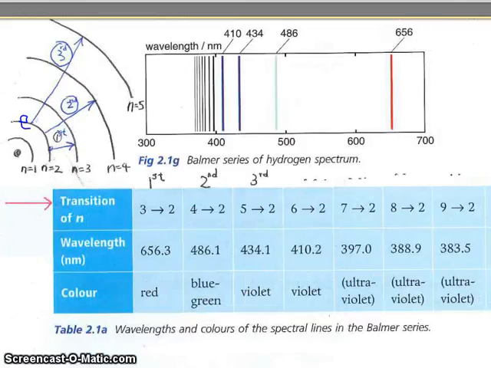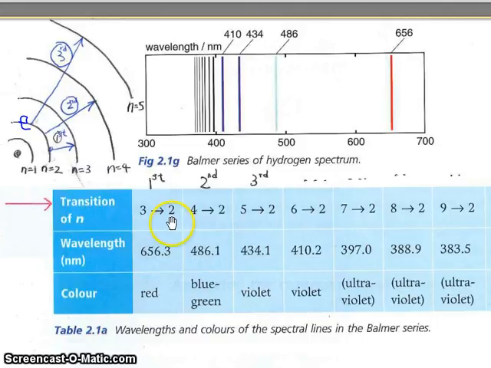Now let's see what the table tells us. What the table tells us is that the first one I have written down here is the electron transition from the 3rd electron shell to the 2nd electron shell, and then it produced the so-called 1st emission. And when it falls from the 4th electron shell to the 2nd electron shell, or from the 5th to the 2nd electron shell, it will produce different colors of light.